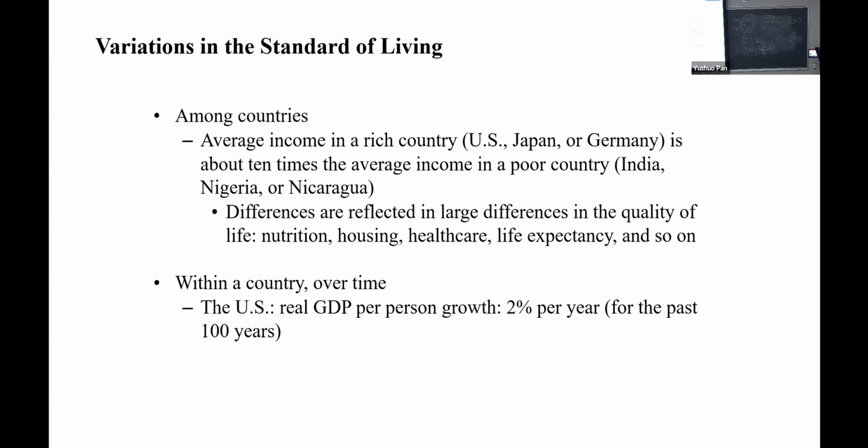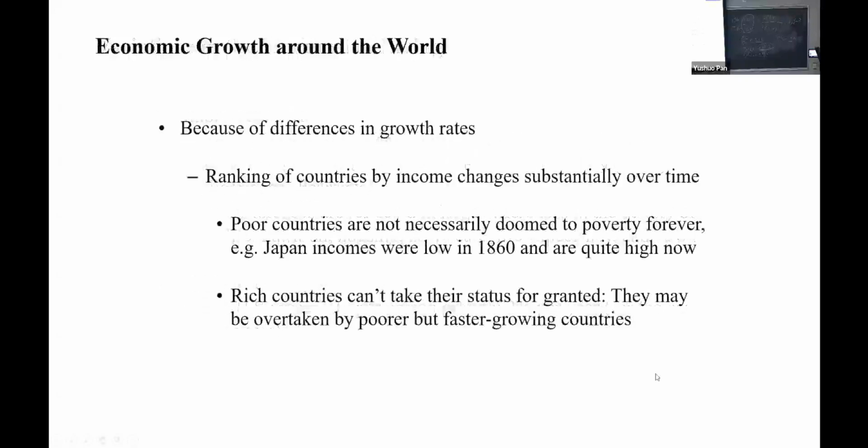But not only across different countries, just within one country, over time, the US real GDP per person also grows. The growth rate was 2% per year for the past 100 years. Because of differences in growth rate, the ranking of countries by income changes substantially over time. Poor countries are not necessarily doomed to poverty forever, like Japan.